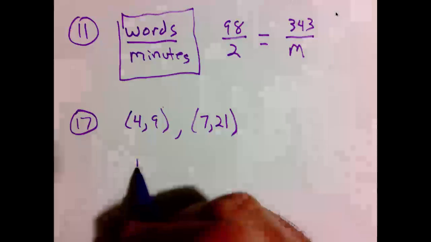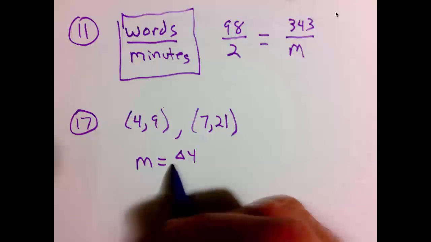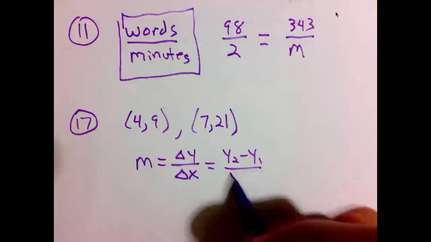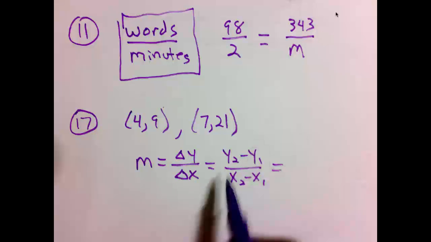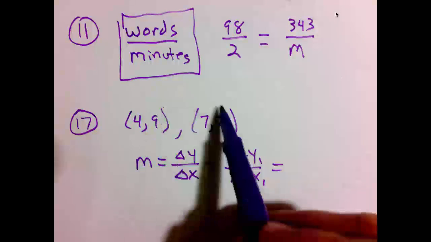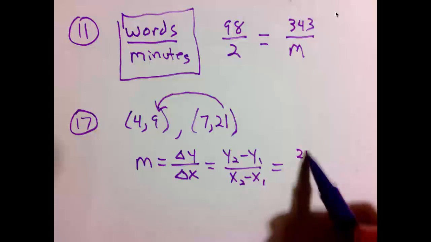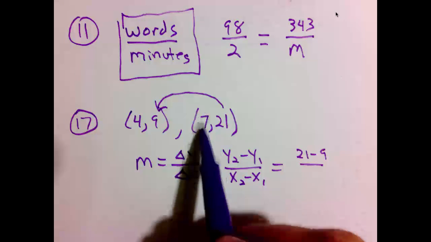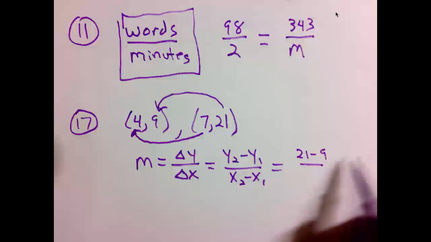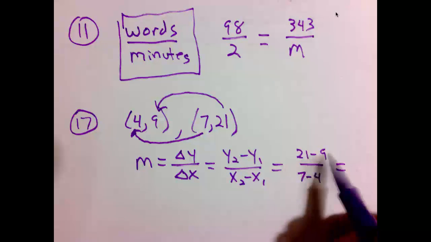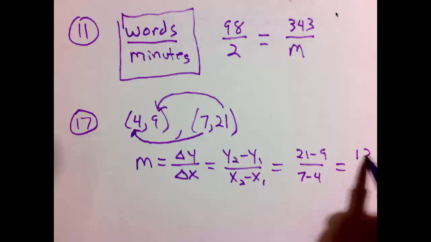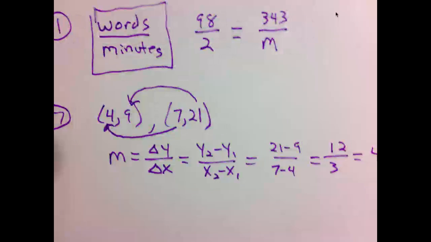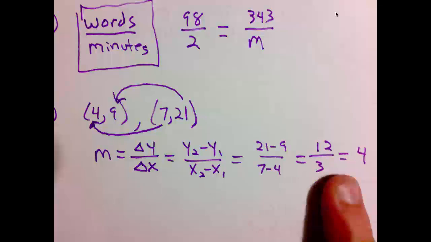One way is our slope formula. M equals change in y divided by change in x. That is, subtract the y's in the numerator, subtract the x's in the denominator. So subtracting the y's, 21 minus 9, those are my y's. Since I subtracted 21 minus 9 in my numerator, I must do 7 minus 4 in my denominator. Well, 21 minus 9 is 12. 7 minus 4 is 3. 12 divided by 3 is 4. My slope in this case is 4.